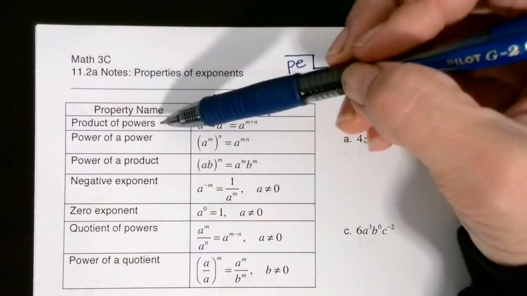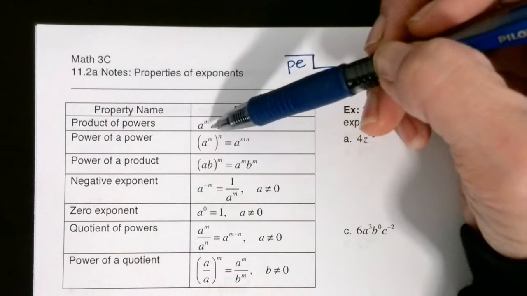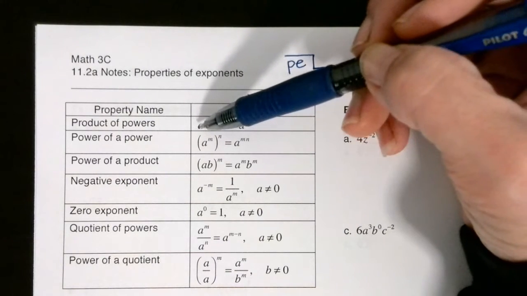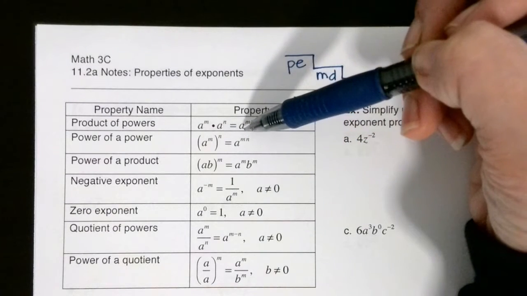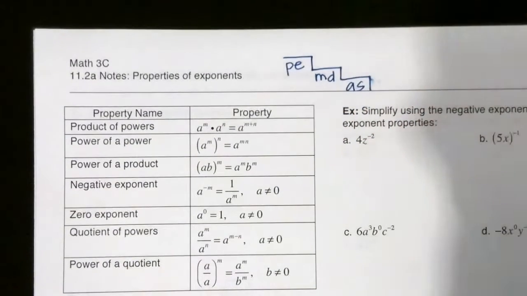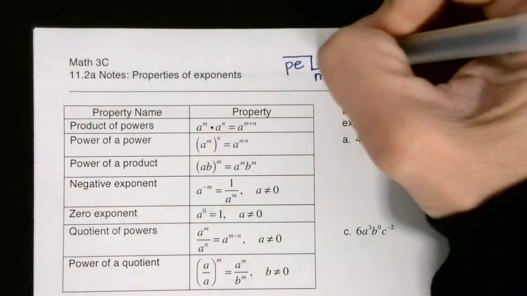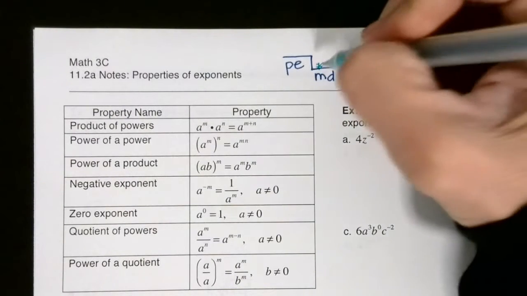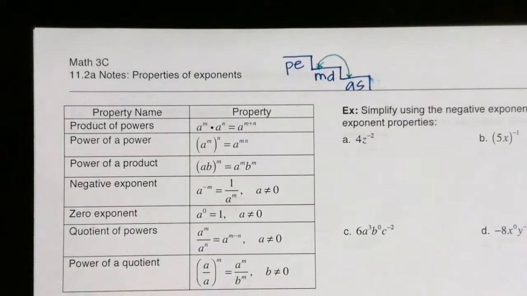So what this first property says is that if you're multiplying two terms and they have the same base, they have to have the same base, you can keep that same base and then add the exponents. So the way the PEMDAS staircase comes into play is you were multiplying with the same base, so you step down to figure out what to do with the exponents. So you add the exponents, okay?